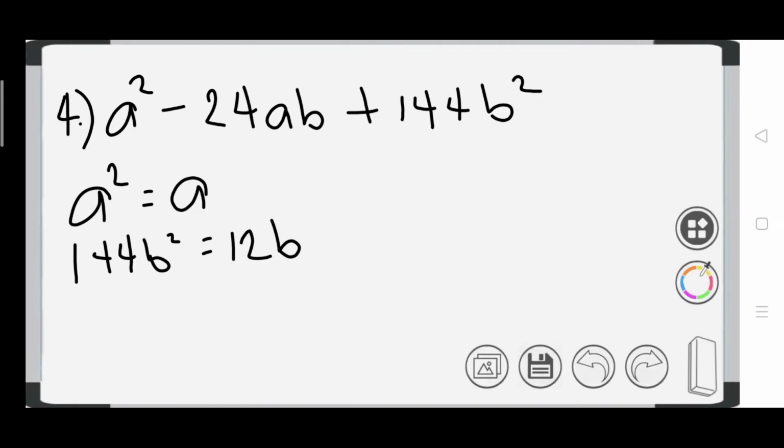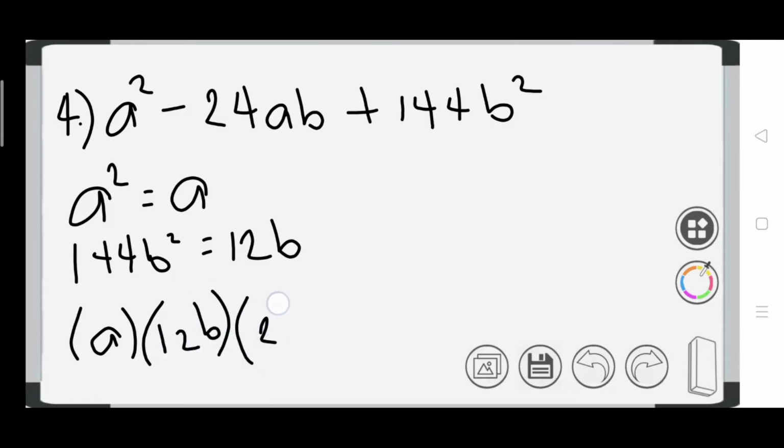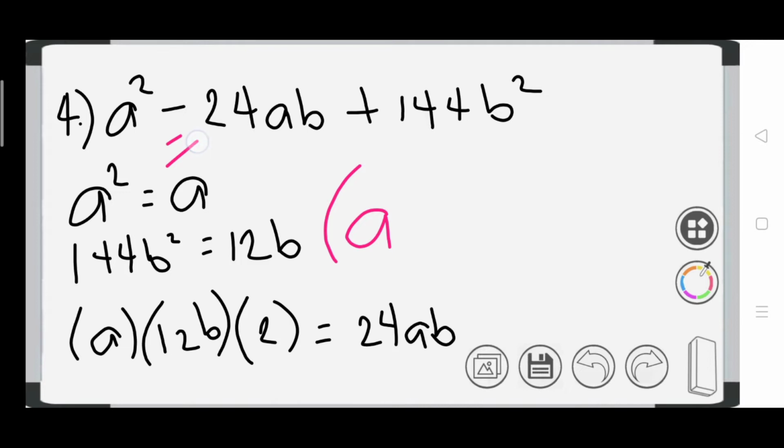To check, tingnan natin kung makukuha ang middle term. We multiply a, and then yung last term na square root, that's 12b times 2. So, ang makukuha dyan ay 24ab. So, sakto sa nasa middle term natin. So, kunin na natin yung sagot. So, we have a, and then minus, then we have 12b raised to 2. And that will be our answer.